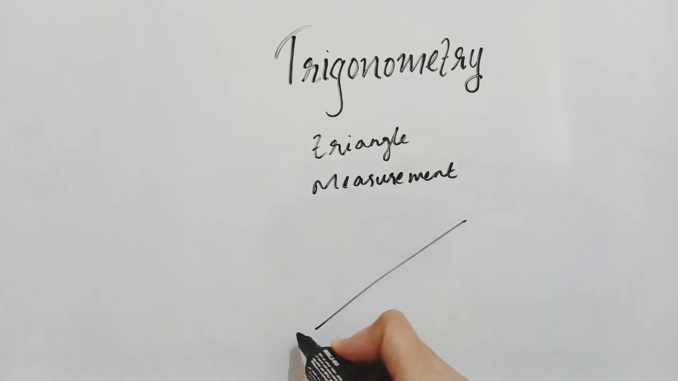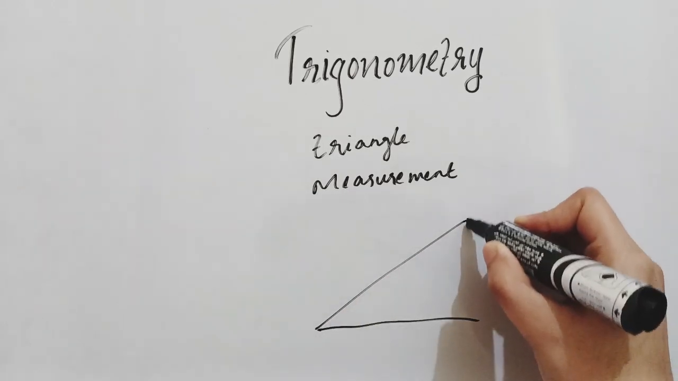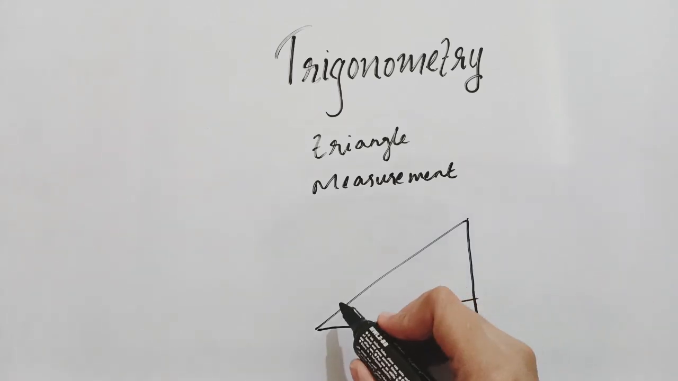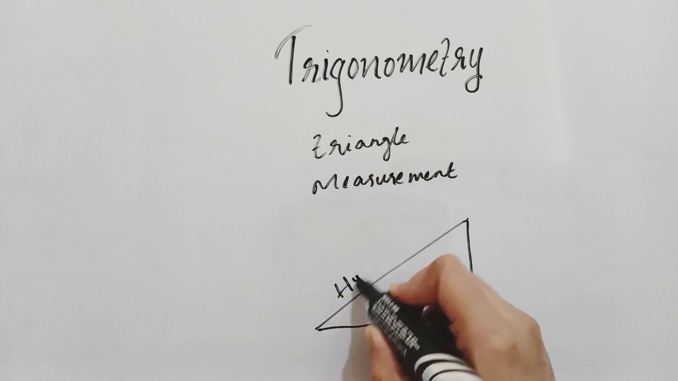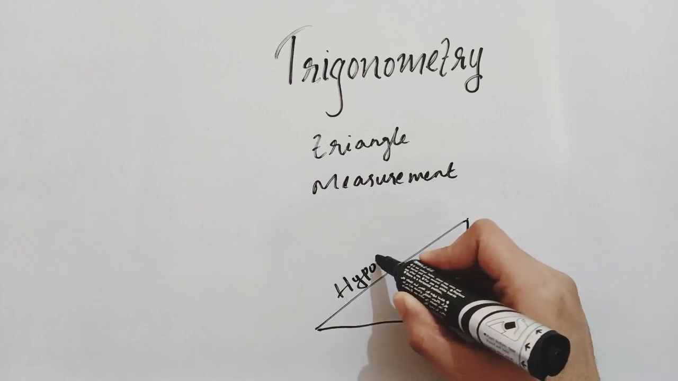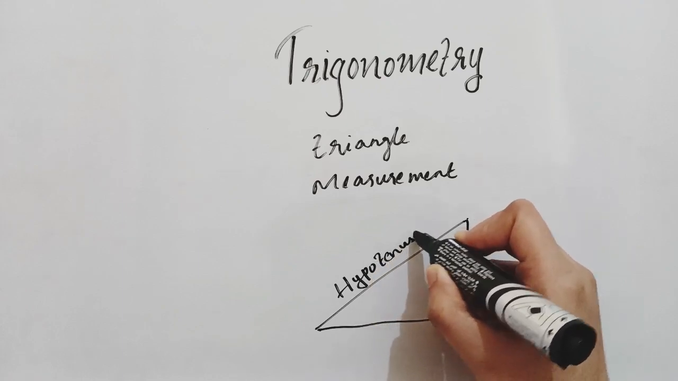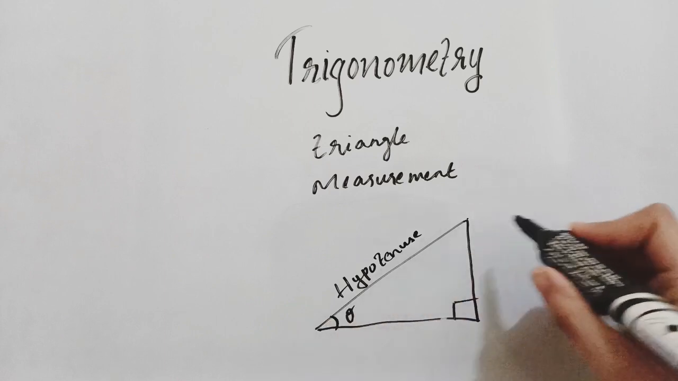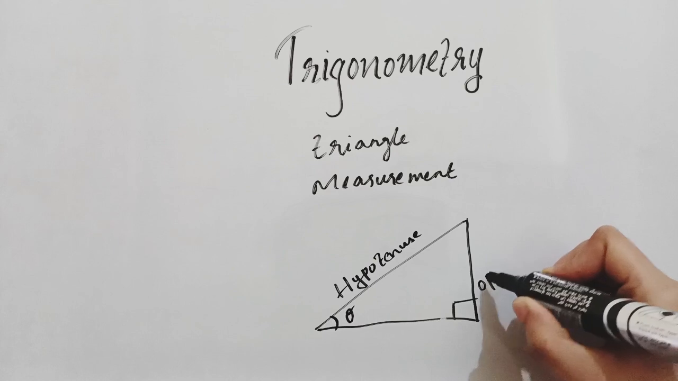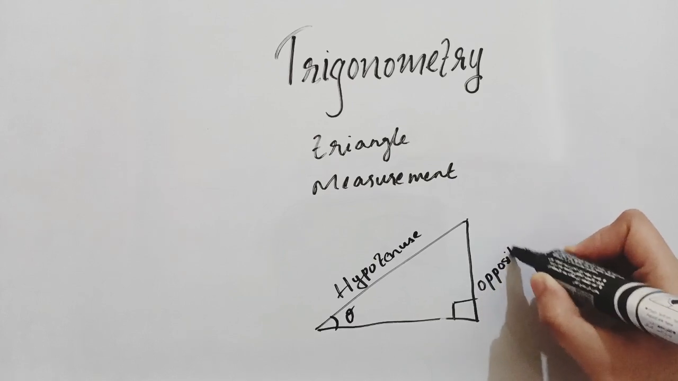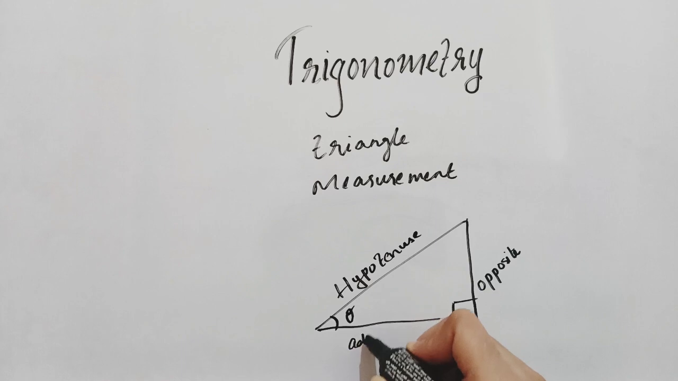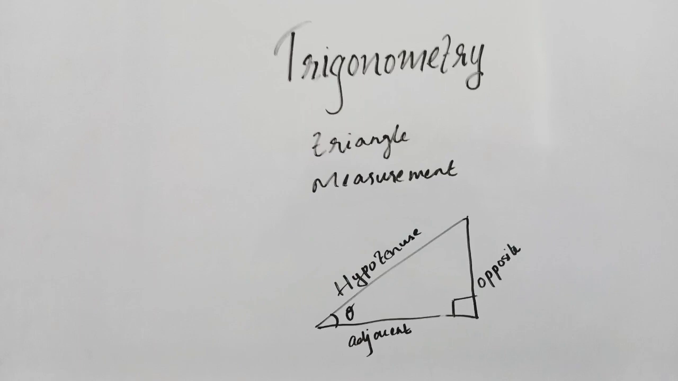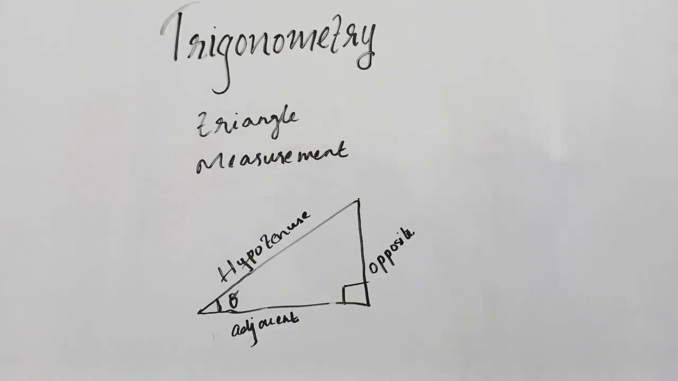Consider a right angle triangle. This is 90 degrees. This is the hypotenuse. Let's consider this angle as theta. Then this is the opposite side. And this is the adjacent side. Next, we have to study trigonometric functions.